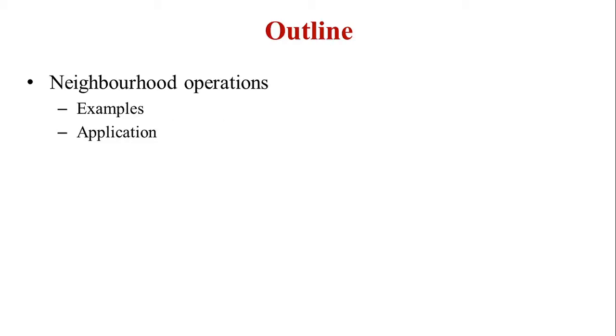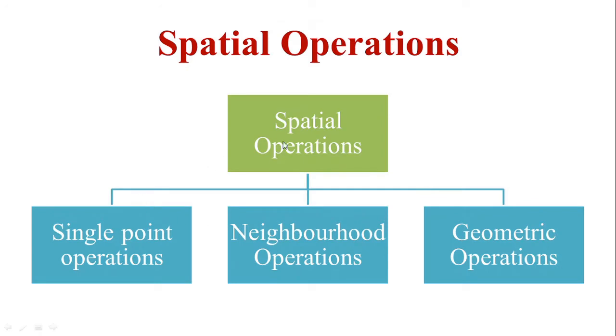Now in this part we are going to talk about the second category of spatial operation, which is neighborhood operations. And again we are going to talk about an example and an application. Just recall that we defined spatial operation as having three categories: single point, neighborhood, and geometric.